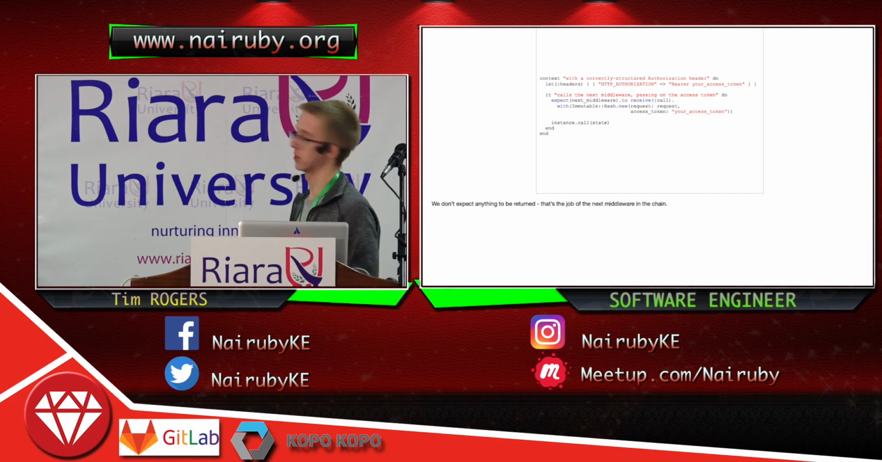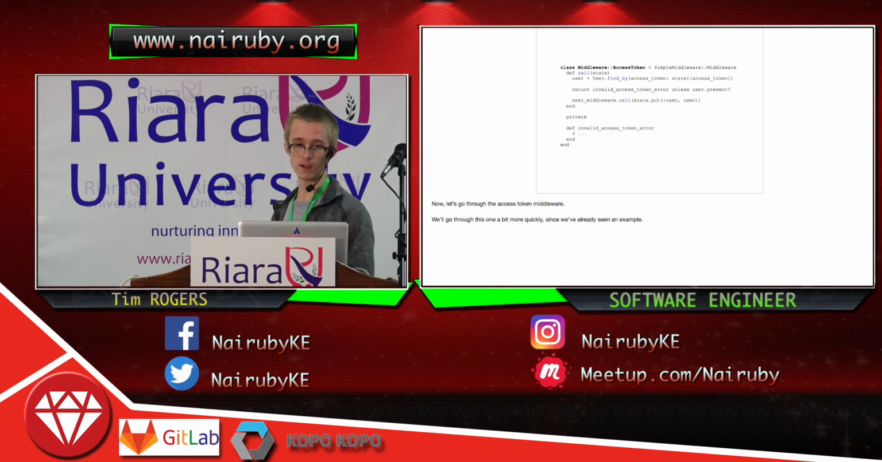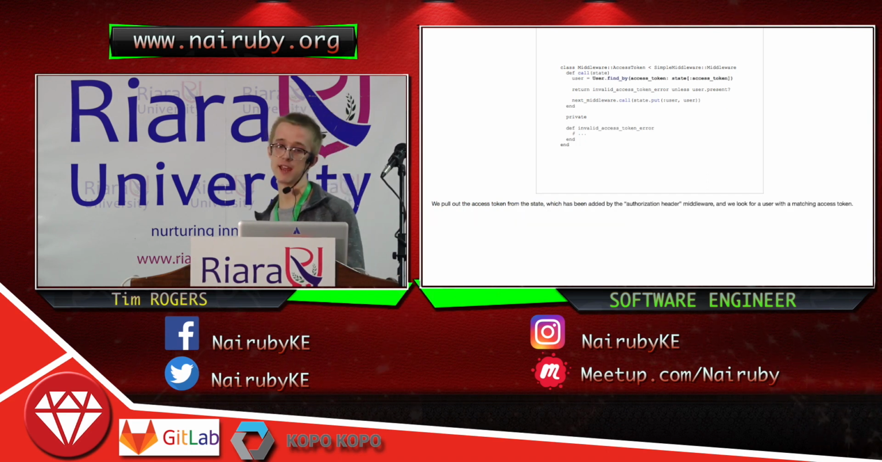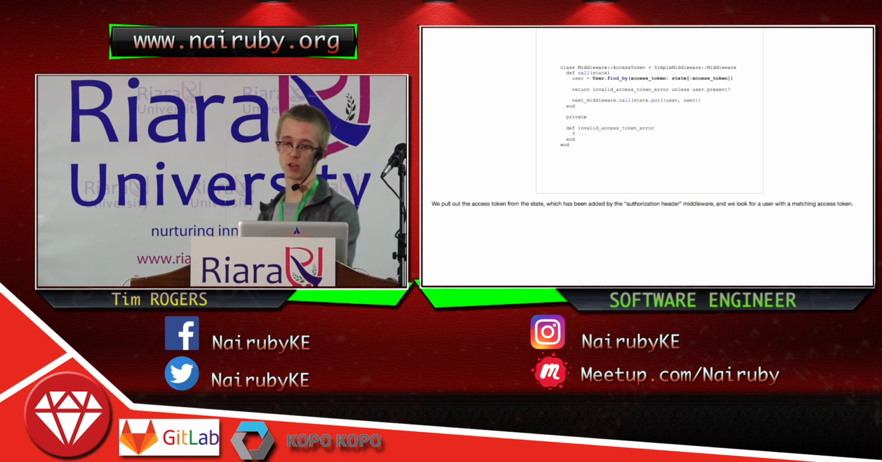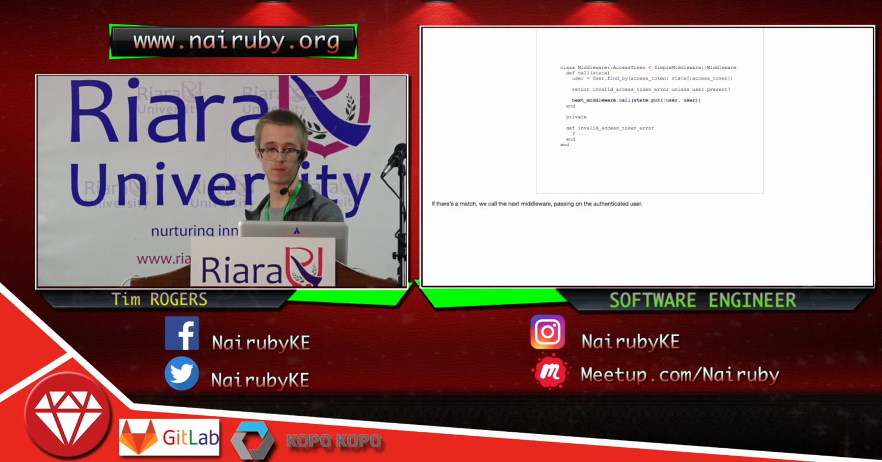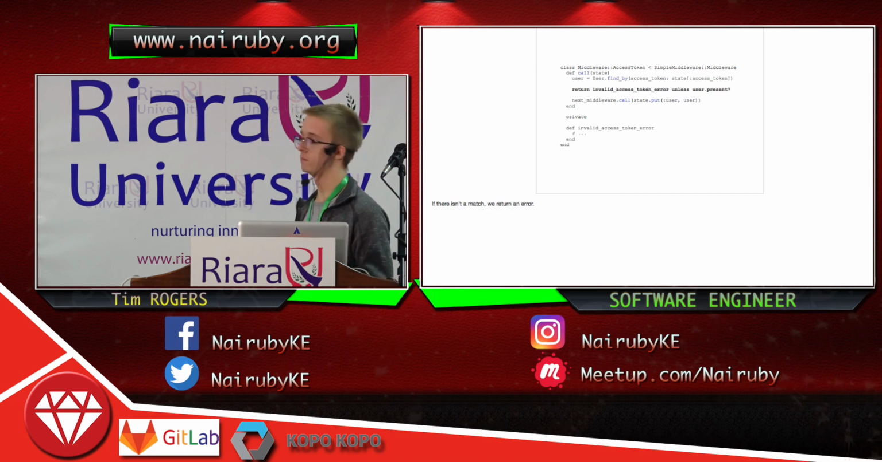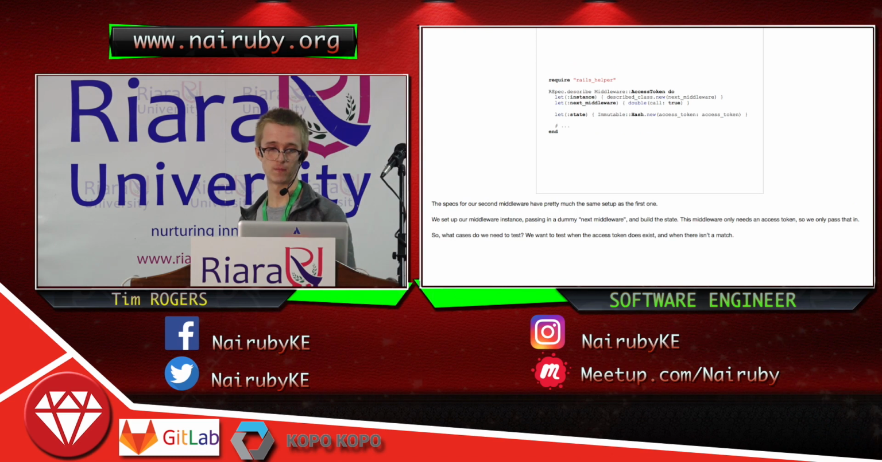Now let's go through the access token middleware. We'll go through this one a bit more quickly, since we've already seen an example. We pull out the access token from the state, which has been added by the authorization header middleware. We then look for a user with a matching access token. If there's a match, we call the next middleware, passing on the authenticated user. If there isn't a match, then we return an error. So we have two cases that we want to test here.